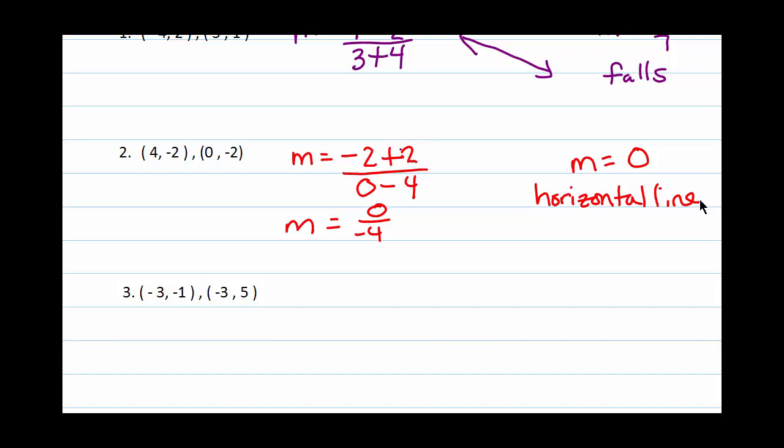Going back here, just a little bit more information on this one. Going back and looking at my points, both of my y values are the same, and that's because if I were to write the equation of the line, it would be y equals negative 2.